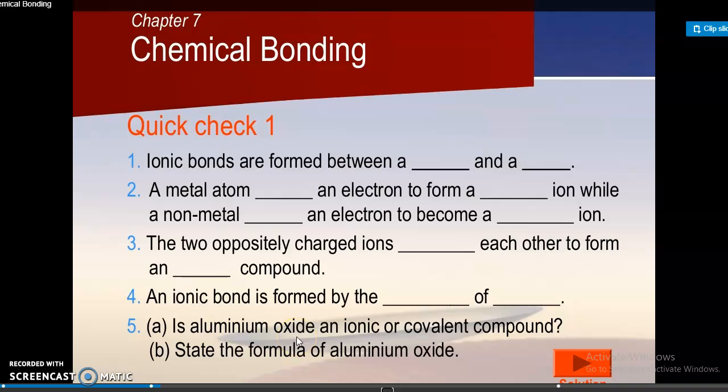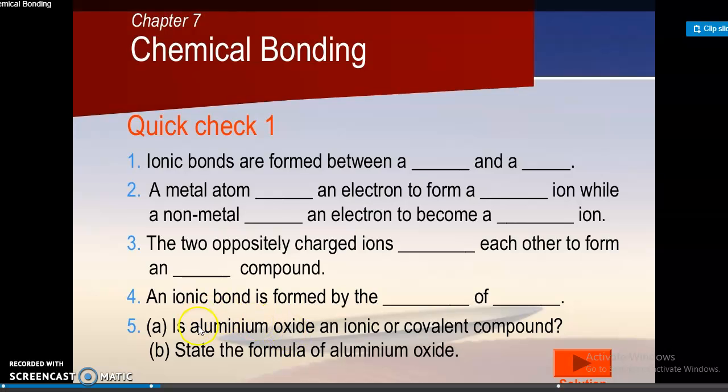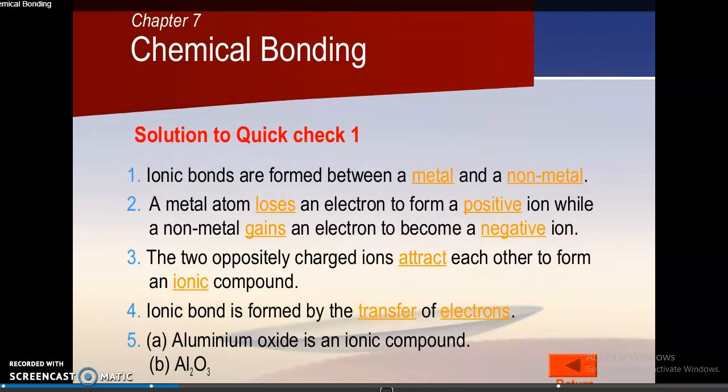Now the question is: is aluminum oxide an ionic or covalent compound? We will say aluminum is a metal and oxygen is a non-metal. So the bonds between metals and non-metals are ionic. Aluminum will lose electrons and oxygen will gain electrons. So what will be the formula for aluminum oxide? Its formula will be Al2O3.